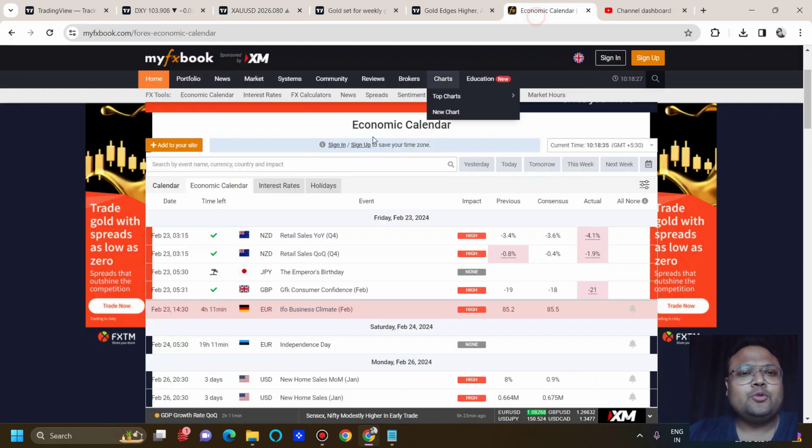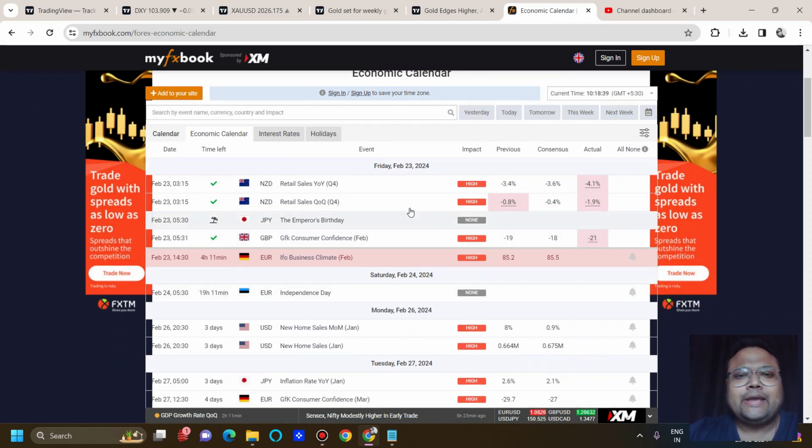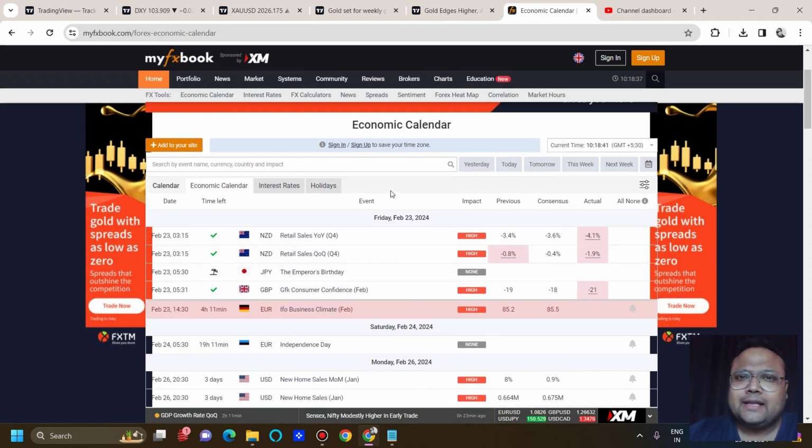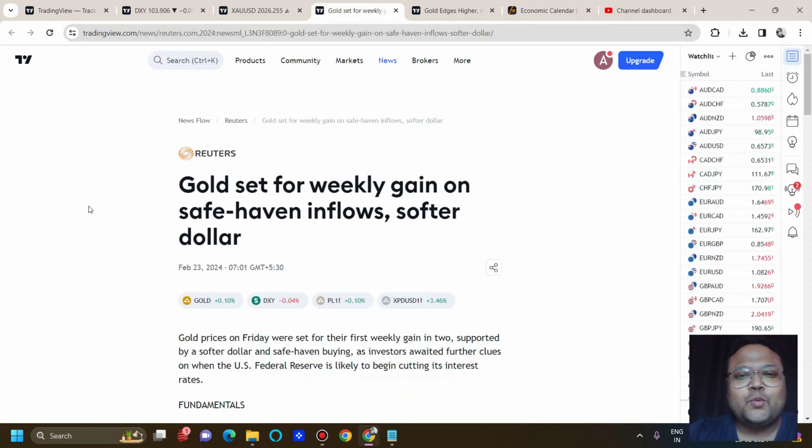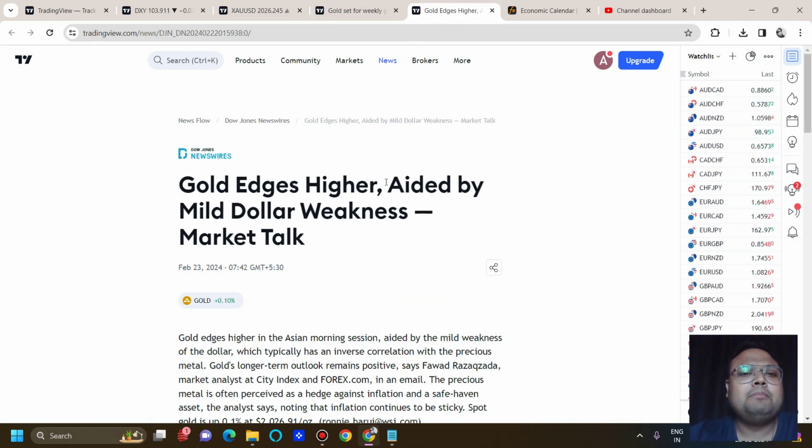But thanks to God that today we don't have any news during the US session. So we can expect that more or less the technicals will be having the influence for the day. Otherwise, news drives the market crazy. Okay, and let's look at the market sentiment. Gold set for a weekly gain on safe haven inflow, softer dollar. Gold edges higher, aided by mild dollar weakness. Let's look at the weakness.